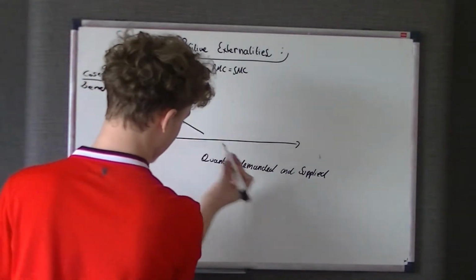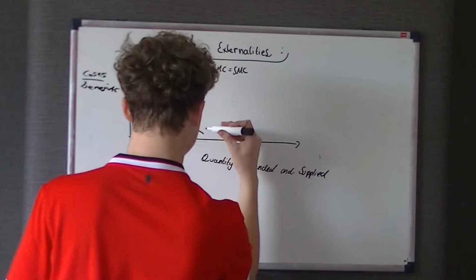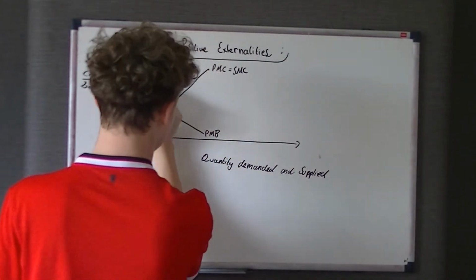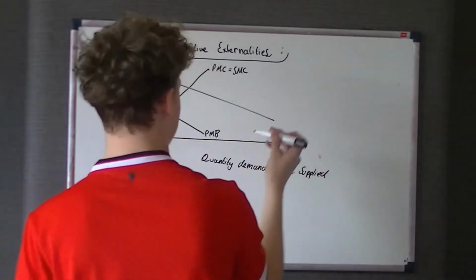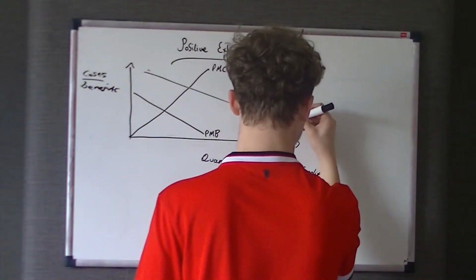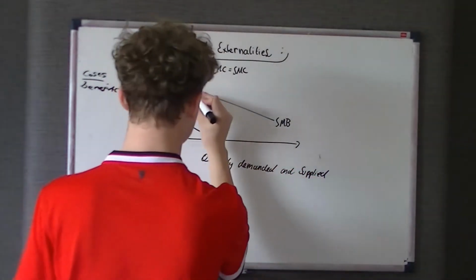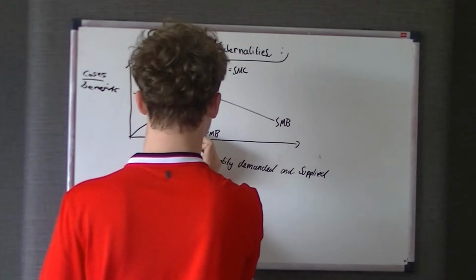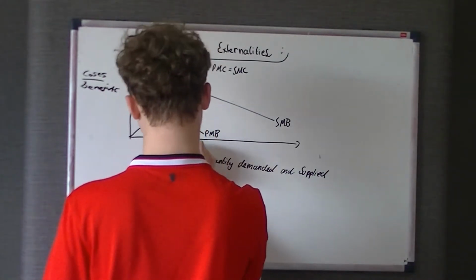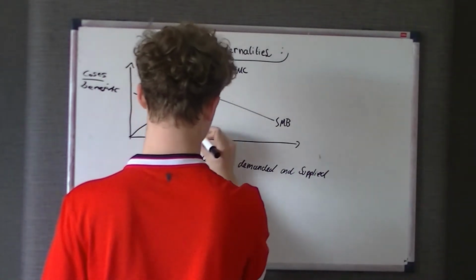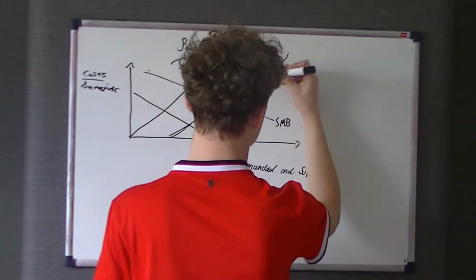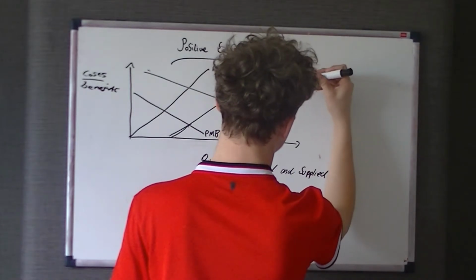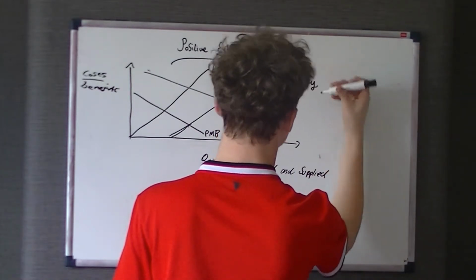obviously two different curves. So you get the private marginal benefit curve, and then we have the social marginal benefit curve. Sorry, I've just got to be precise with this diagram, and I'll explain why in a minute. And this is your PMC plus subsidy, and this is for resolving positive externalities.